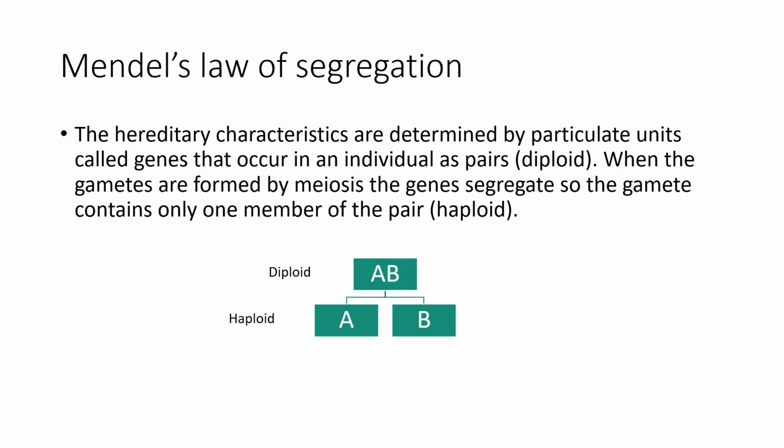Mendel's law of segregation. This means the hereditary characteristics are determined by particular units called genes that occur in an individual as pairs, or diploid. When the gametes are formed via meiosis, the genes segregate so that the gamete contains only one member of the pair, meaning haploid. This example shows a person whose blood type is AB.